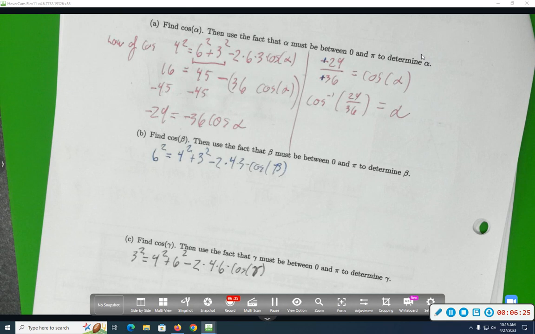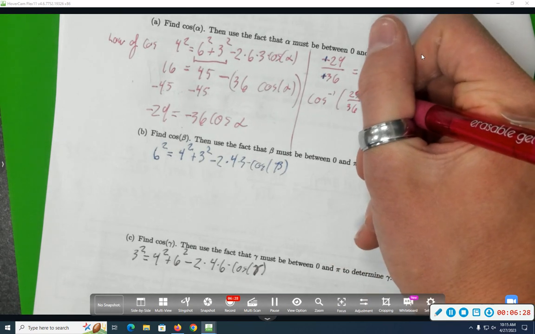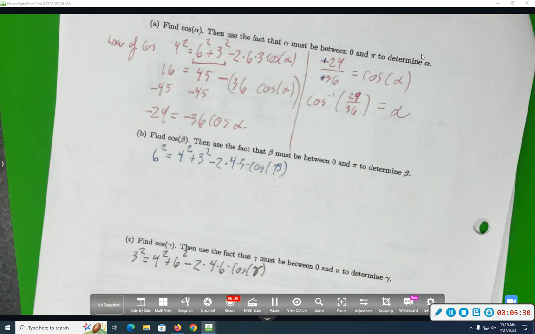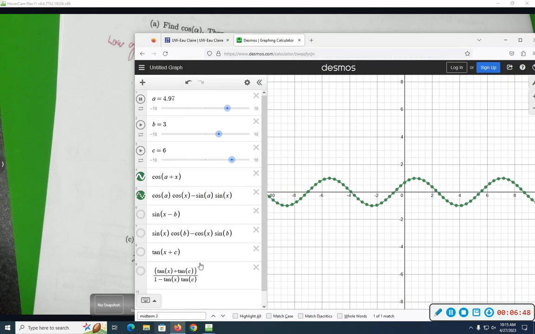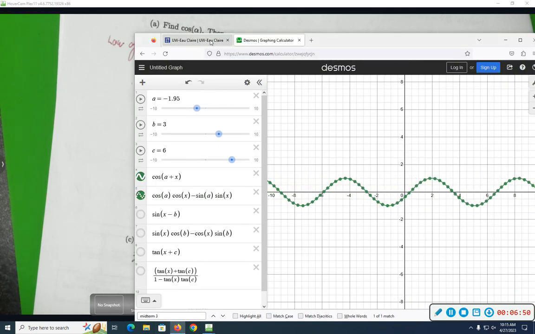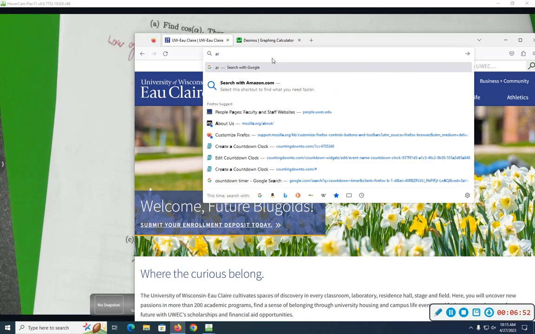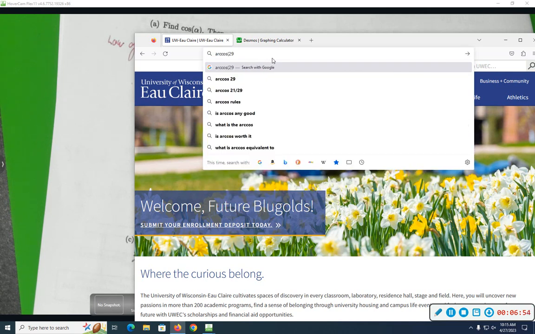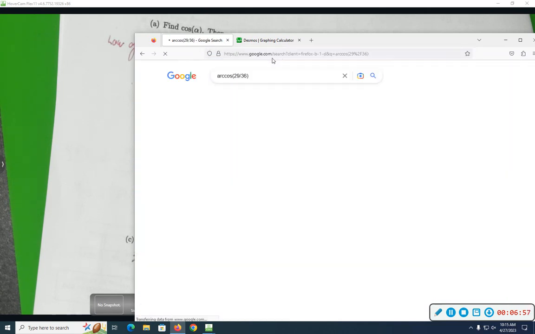And let's do this first. 29 over 36. Is that a number that you see on the unit circle? No. So it's not something you can just evaluate without resorting to a machine. So let's resort to a machine. What's the inverse cosine of 29 over 36? About 36.34 degrees. I think that sounds right.